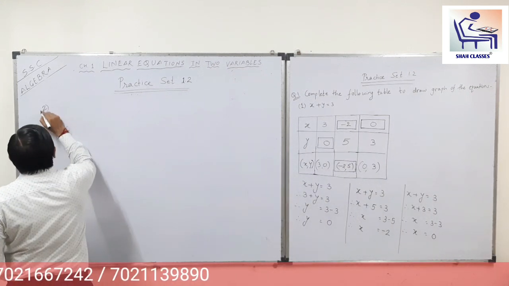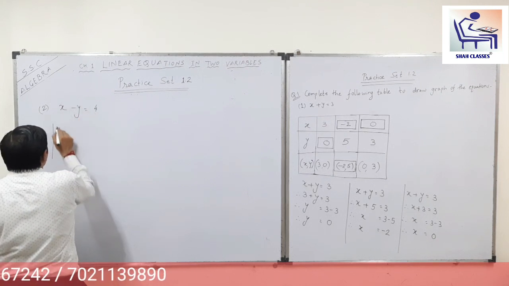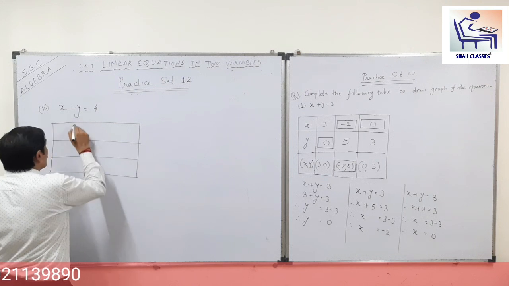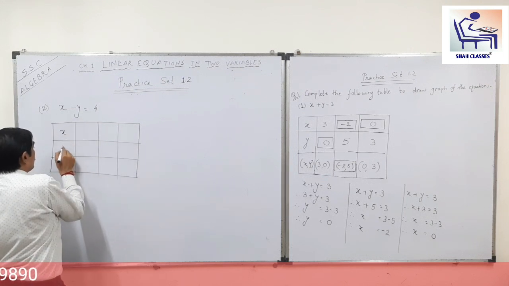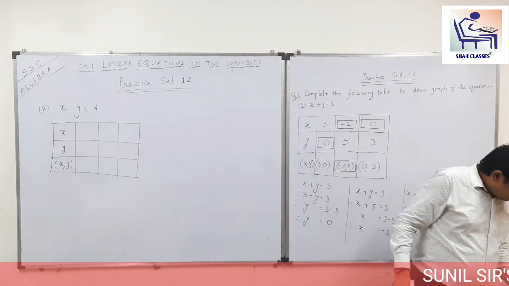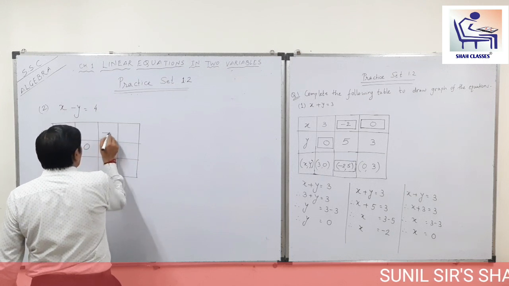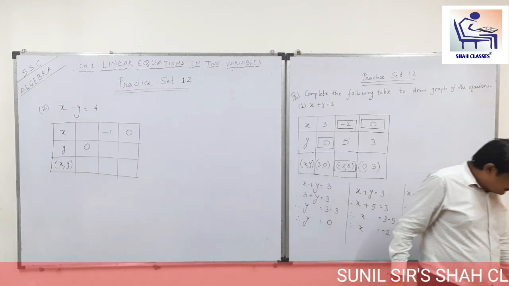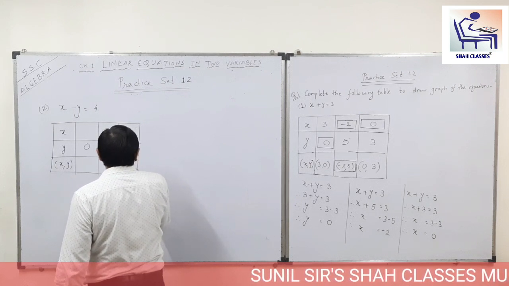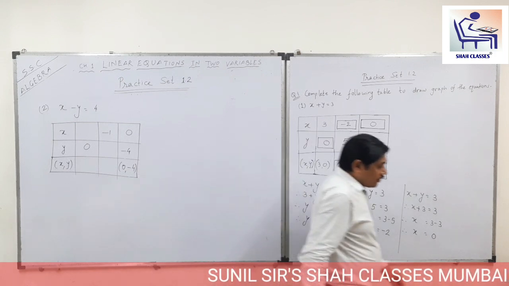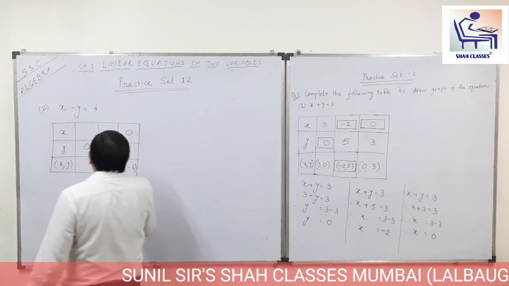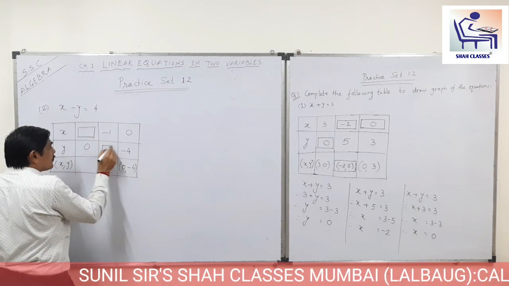Your second activity is x minus y is equal to 4, and we have to again fill the boxes. Now 0, minus 1 and 0. These are the points which are given to you, and here one more is given as minus 4. So we are getting these ready. So we have to solve these 4 boxes.